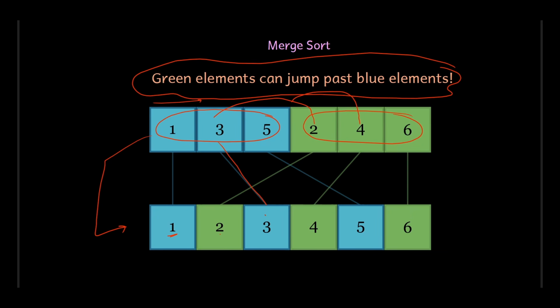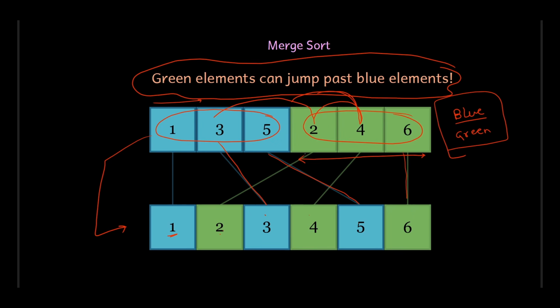Now notice that 4 doesn't have to jump over 2 anymore, because 2 has already gone to its correct place. And the thing that is helping us is that everything is sorted in the green block, so nobody has to jump over a green element. So you can put a green element over here, then you can put a blue element, and then you can put a green element. So now you can say that if the blue elements are sorted and the green elements are also sorted, then it's possible to merge them.